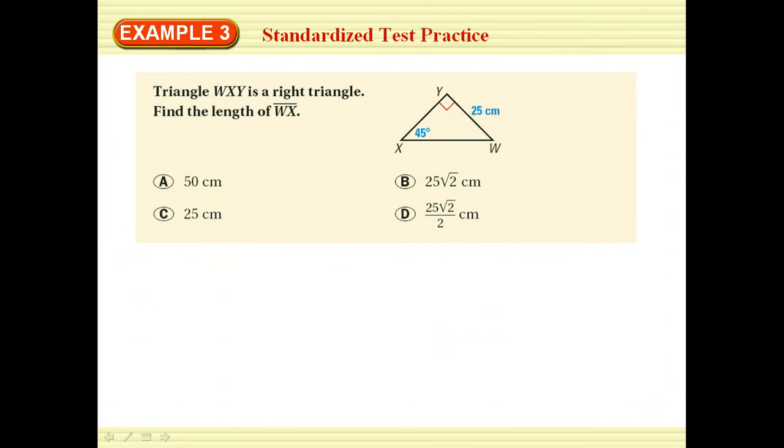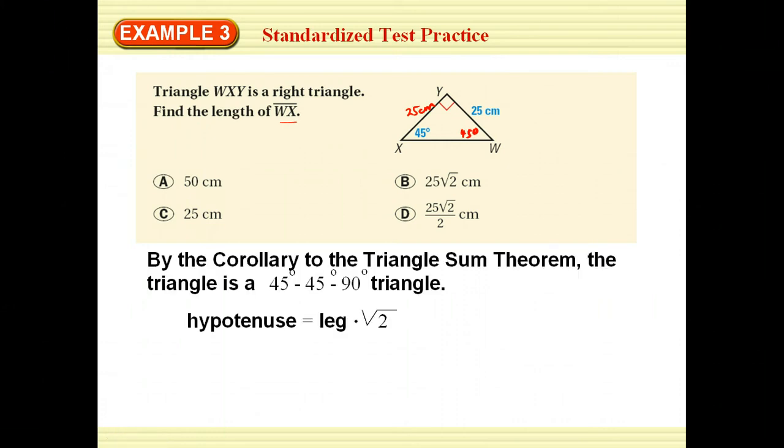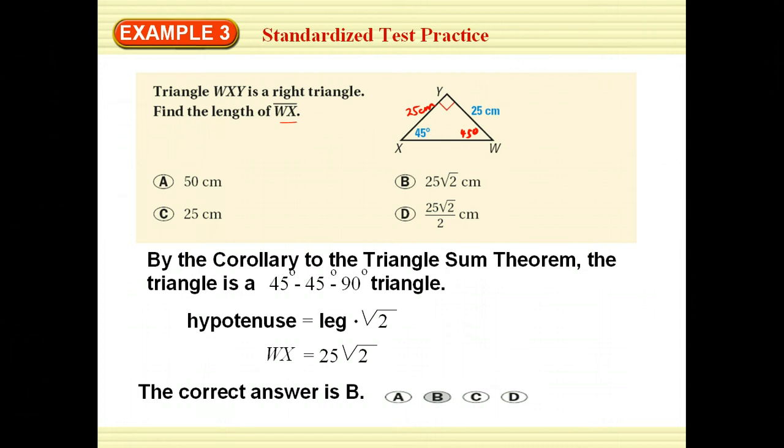Standardized test problem you may see, what I have is a 90-degree and a 45-degree, so the other one is a 45-degree angle. That means this is an isosceles right triangle, and so my hypotenuse, which is WX, which is what I'm looking for, is the side times the square root of 2, or the leg times the square root of 2, so 25 square roots of 2 is b.